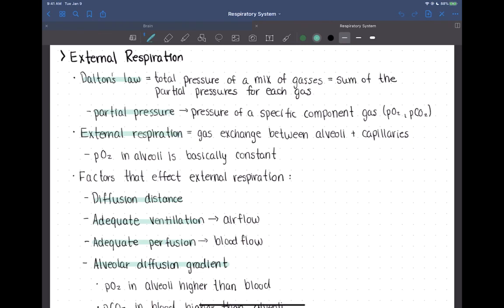All right. And then at the very end, we'll just do a little discussion on how respiration is controlled. Okay, so let's start with external respiration.